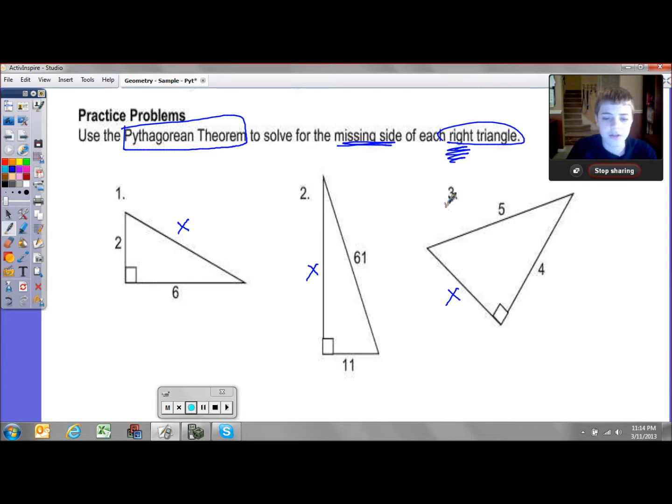A right triangle is a triangle that has at least one right angle. Okay, and what degree is that right angle? 90 degrees. Okay, so the right angle here is going to be 90 degrees, as well as here, and as well as here. Now, what equation did you probably talk about in class that dealt with the Pythagorean theorem?